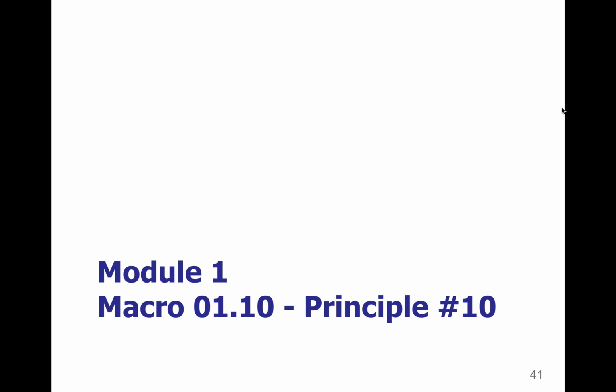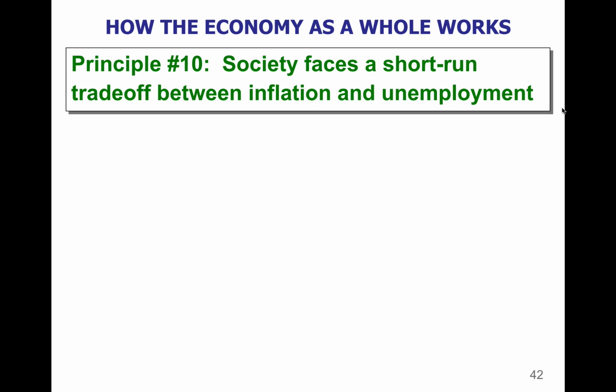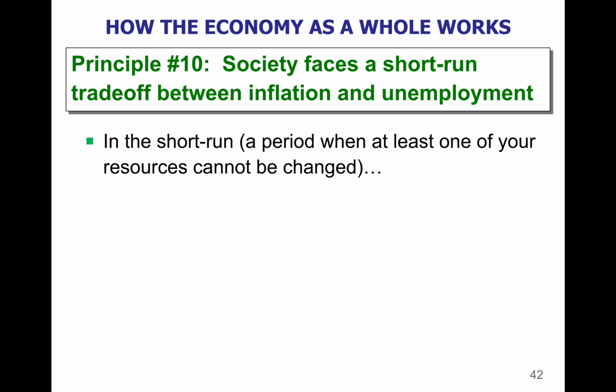This is your economics video for the Principles of Economics, number 10. The 10th principle says society will face a short-run trade-off between inflation and unemployment. These are two problems that the economy sees. Inflation is when prices go up, and unemployment is when working people who have the ability to work can't find jobs. And you can't solve both of these problems at the same time.